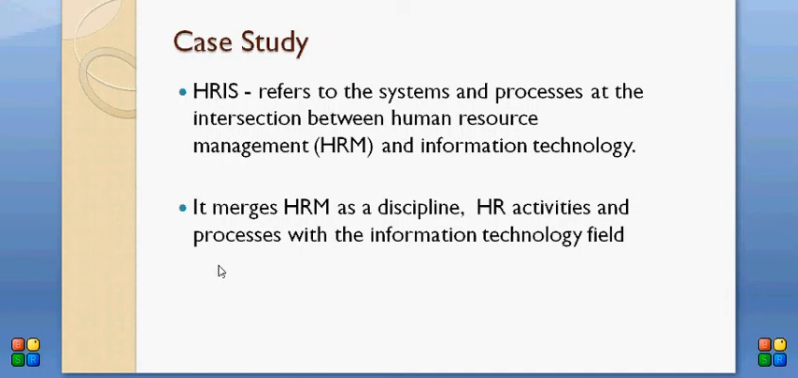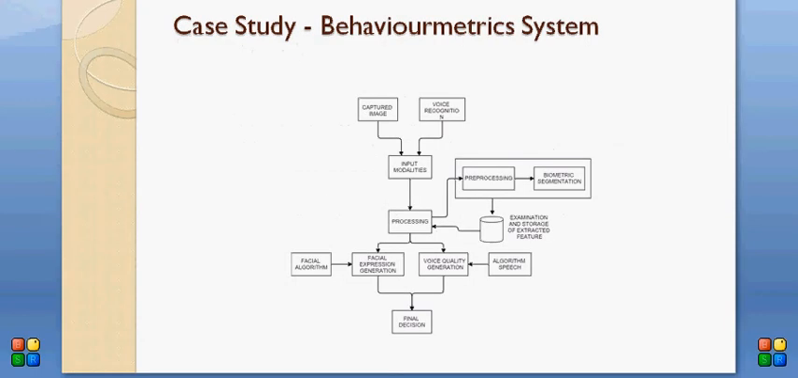So for the scope of my case study, I thought I should give a definition of ETRIS. This refers to the systems and processes at the intersection between human resource management and information technology. So if we combine what we already have in human resources and IT, we come up with a powerful system called Behaviormetrics, which, if implemented well, can be a useful tool to any organization. For that, there is a rough diagram that I came up with so that we could have a feel of what the system would look like.